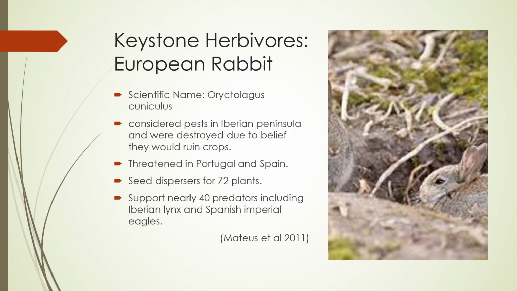Although in some places the European rabbit is considered a pest, they are a keystone species because they are seed dispersers and also provide a source of food for many predators.